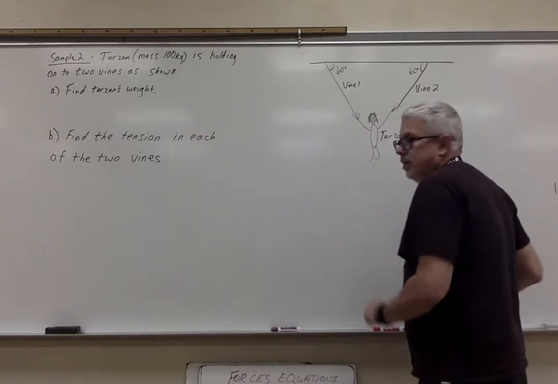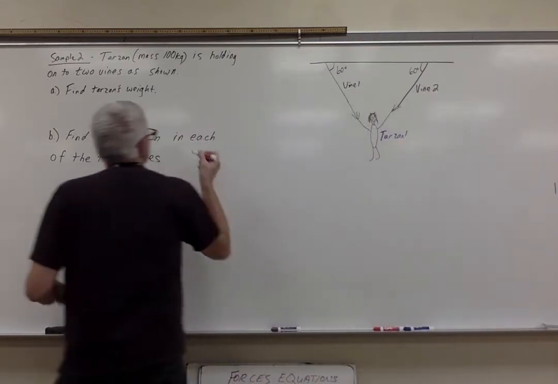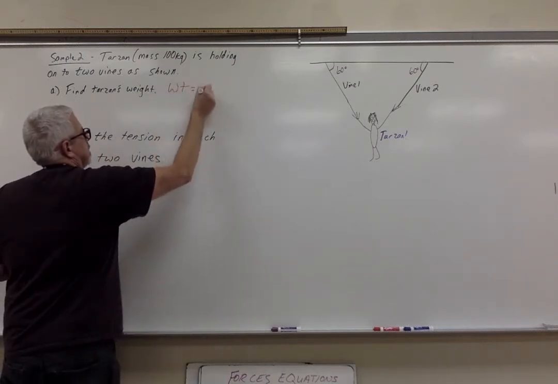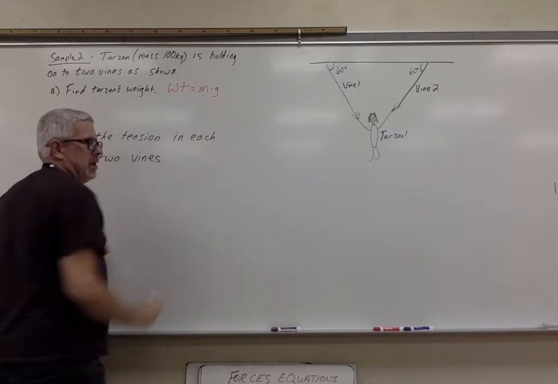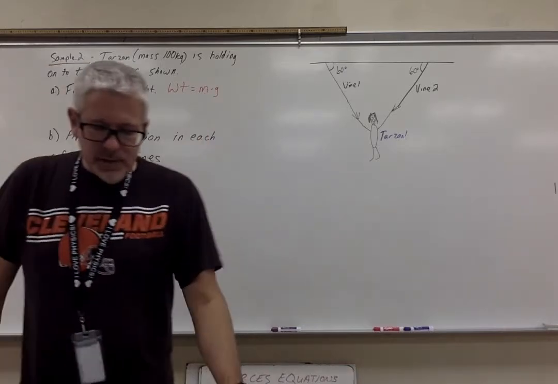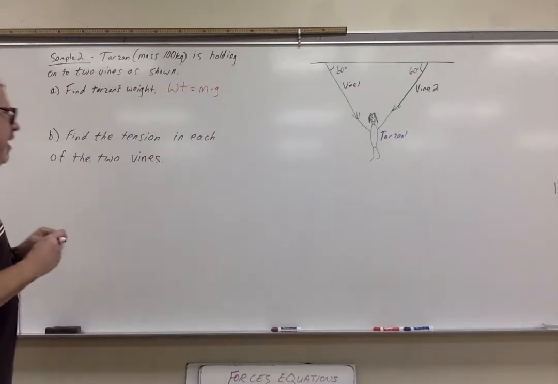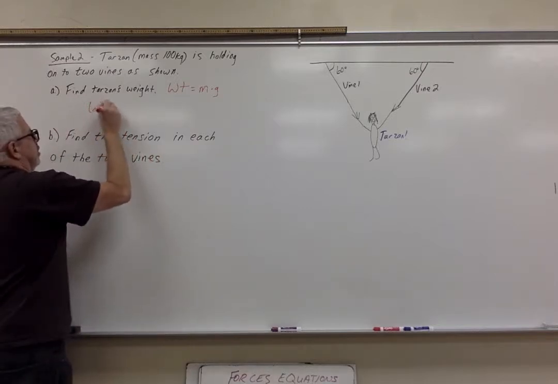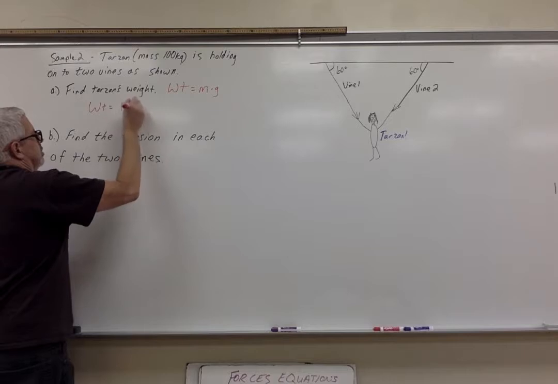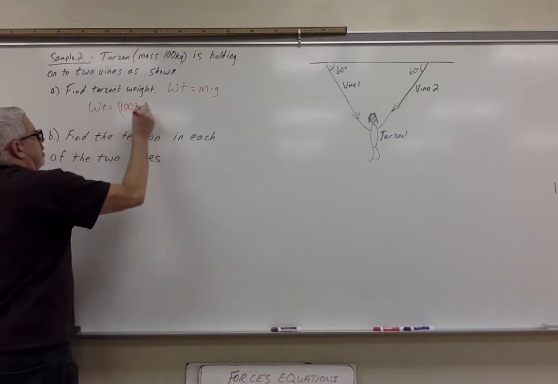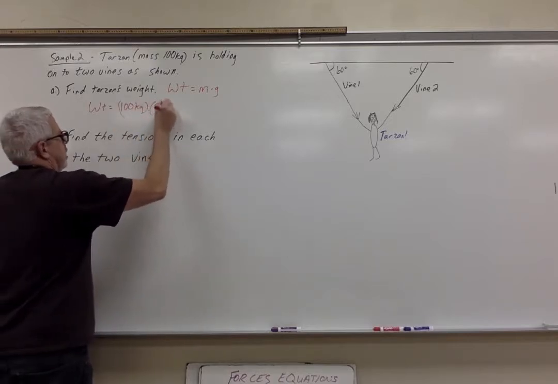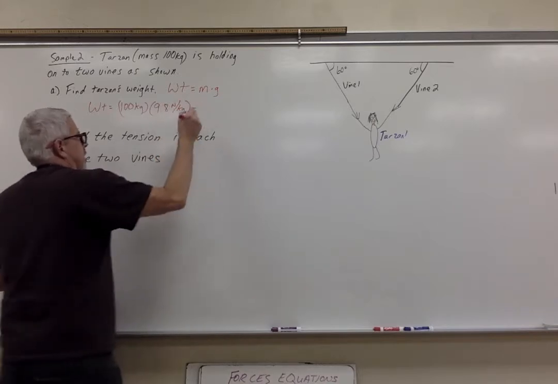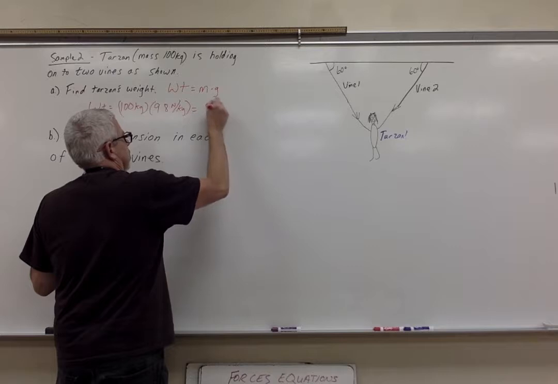Well, to find the weight, all you do is use the formula I showed you earlier. That's mass times g. Again, you can use g as 9.8 or 10. Doesn't matter to me. I don't know why, but I tend to go with 9.8. So the weight, 100 kilograms, 9.8 newtons per kilogram, because that's the gravitational field strength of the Earth. And that means that Tarzan's weight would be 980 newtons.